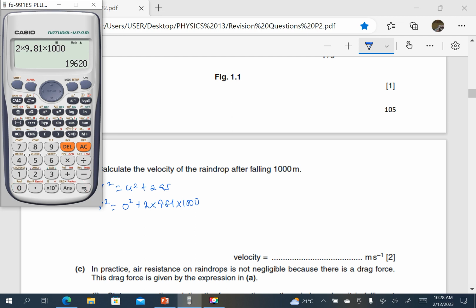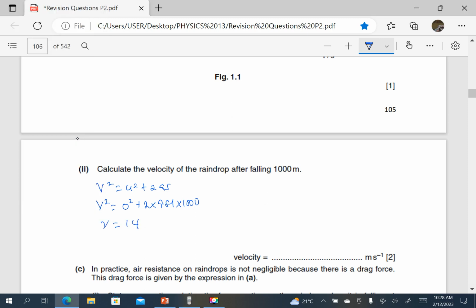which is going to give us that. Then we find the square root. The square root is 140. So this means that v is equal to 140. So the answer here is 140.